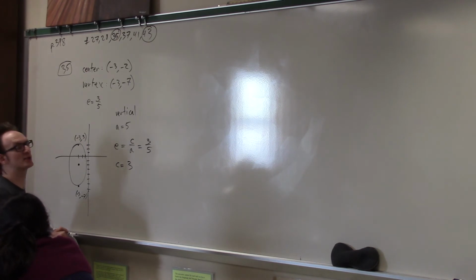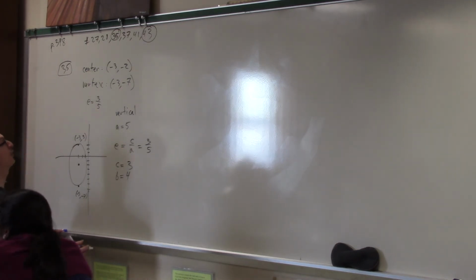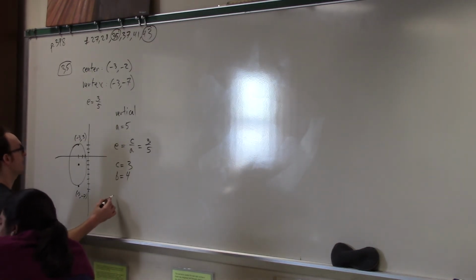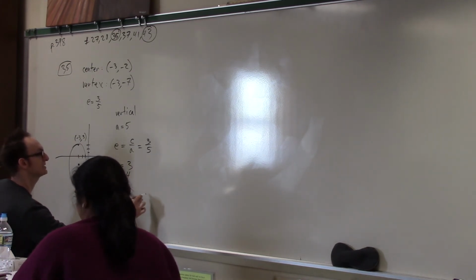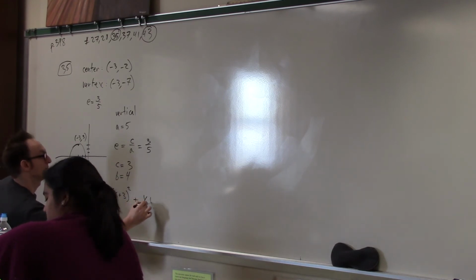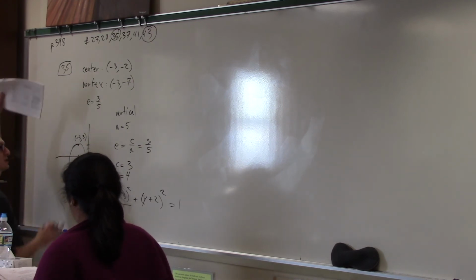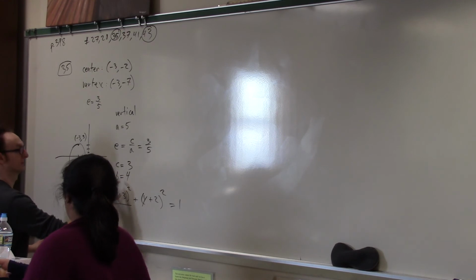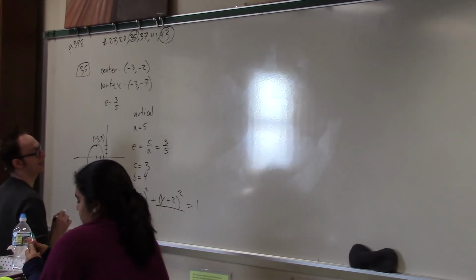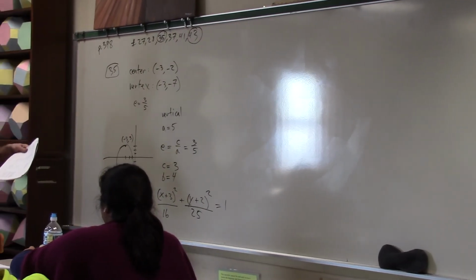Once I know that a is 5 and c is 3, then I know that b has to be 4, because that's the Pythagorean relationship in an ellipse. And therefore this looks like (x plus 3) squared over 16 plus (y plus 2) squared over 25 equals 1, where the x is being stretched by a factor of 4 and the y is being stretched by a factor of 5. Good.